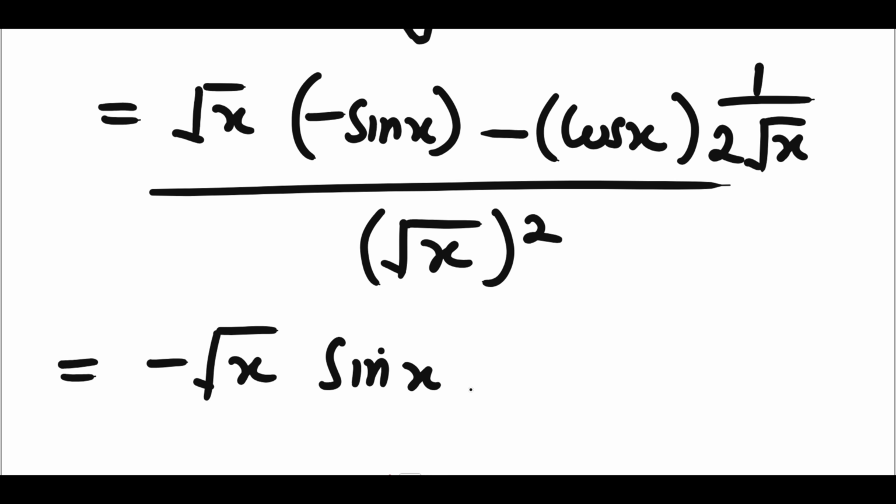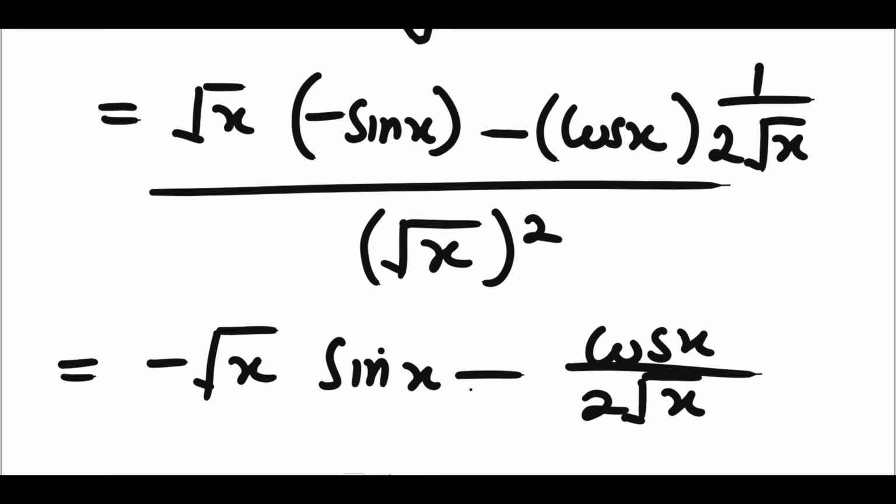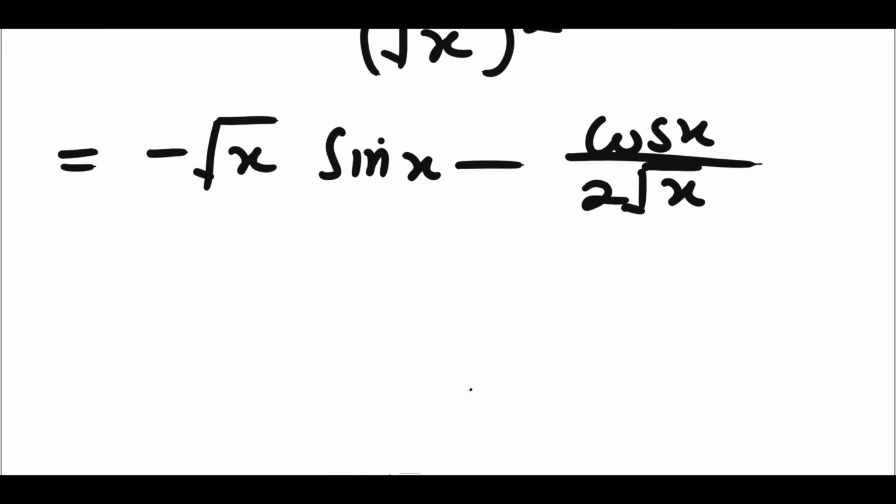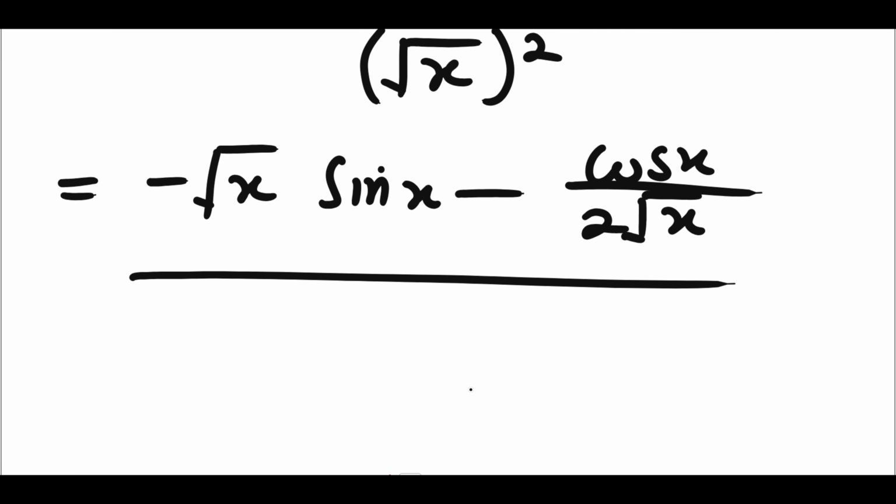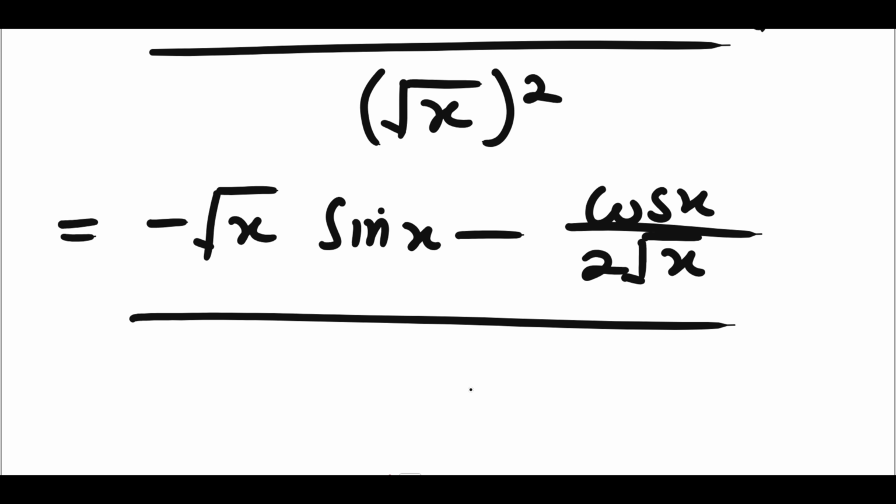And here too we have negative cos x multiplying 1 divided by 2 root x. So we are going to get negative cos x over 2 root x. Then you divide everything by square root of x squared. So here becomes x just because this square cancels the square root, so we are going to get just x. Okay, so everything divided by x.